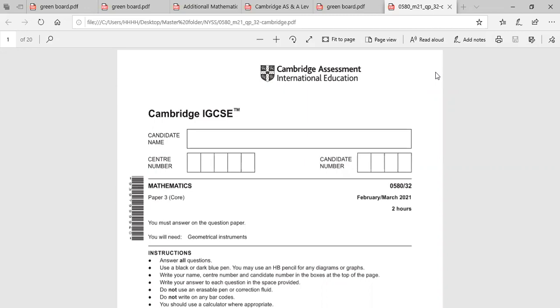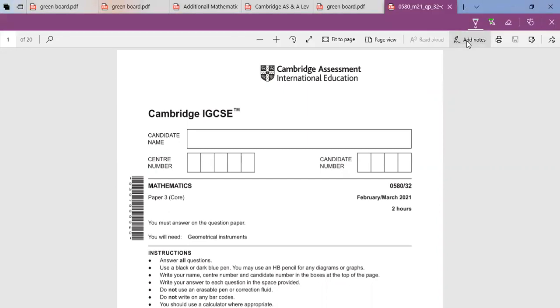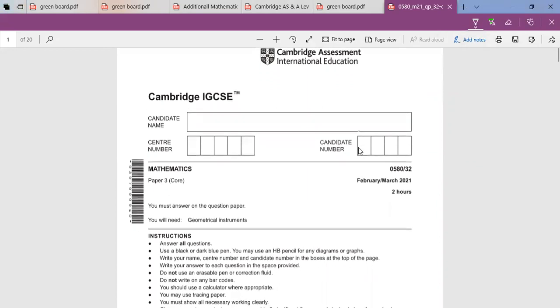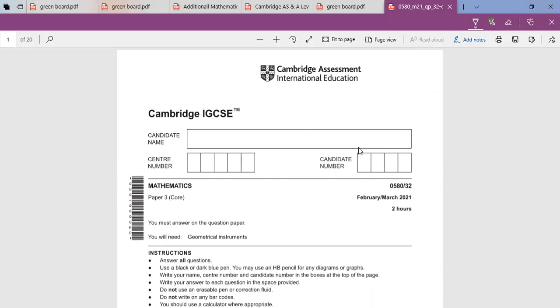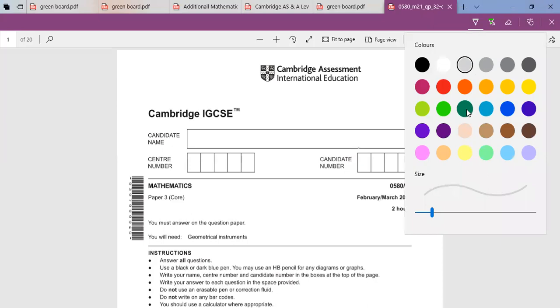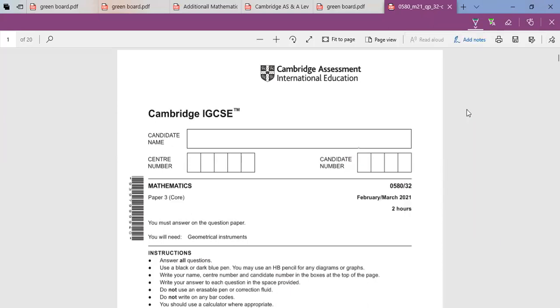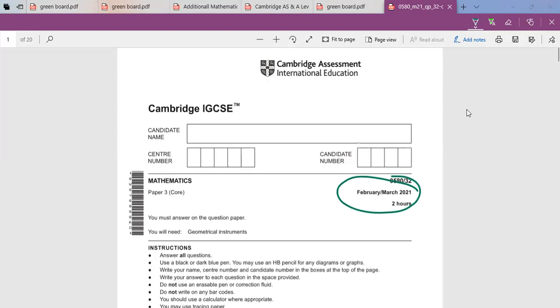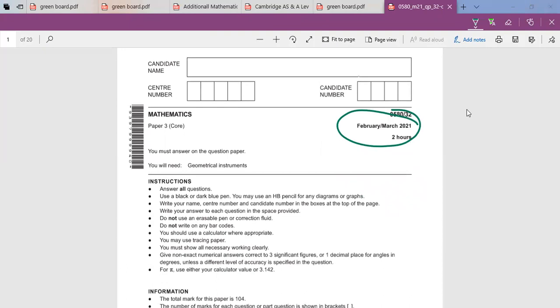All right. So in this presentation, we want to solve the Cambridge IGCSE paper, which is in mathematics, paper three, which is core mathematics. That is what we want to solve. Take note, the year is 2021. The exam was held in February, March. As you start answering, it's always important that you read through these instructions.